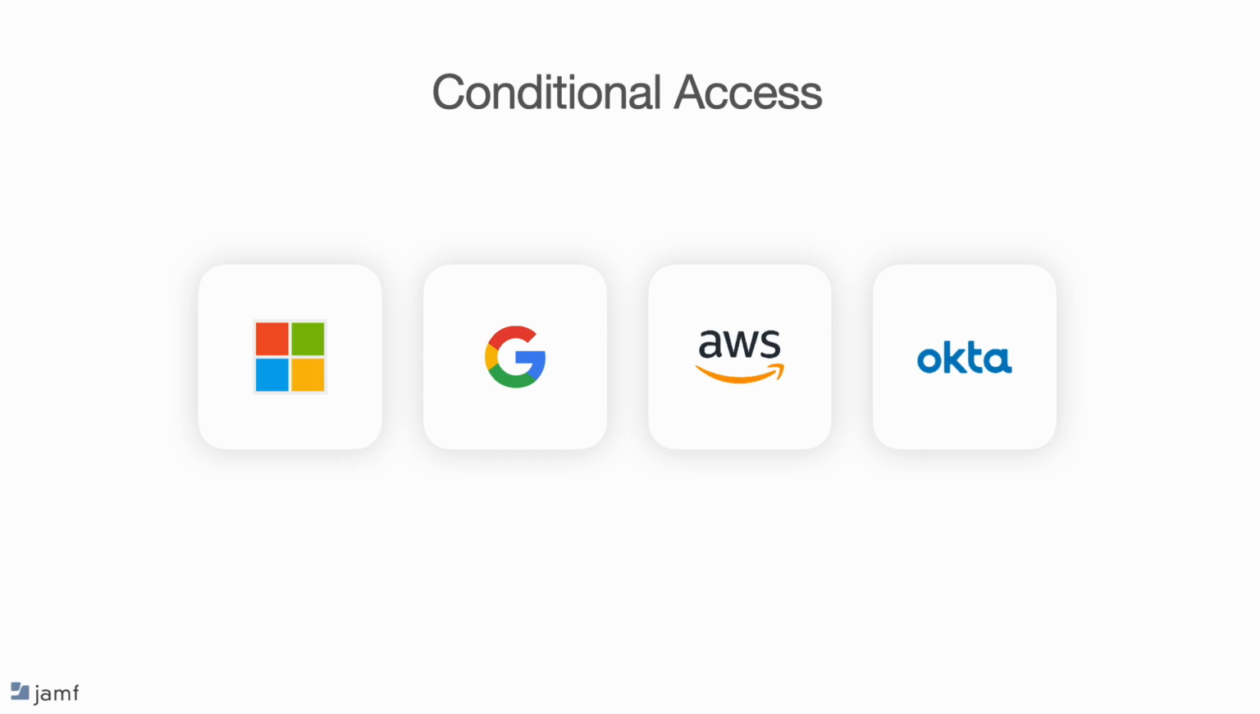Jamf for Mac supports integrations into popular tools like Google's BeyondCorp, AWS's Verified Access, Okta's Device Trust or Okta's Identity Engine with FastPass, and Microsoft's Conditional Access, where using Jamf you have the full inventory to calculate compliance, not just a limited subset. The possibilities are limitless.